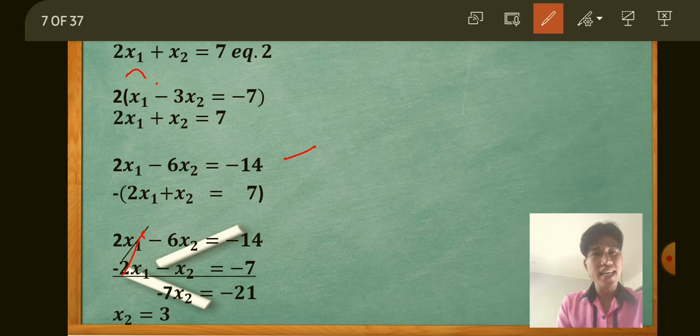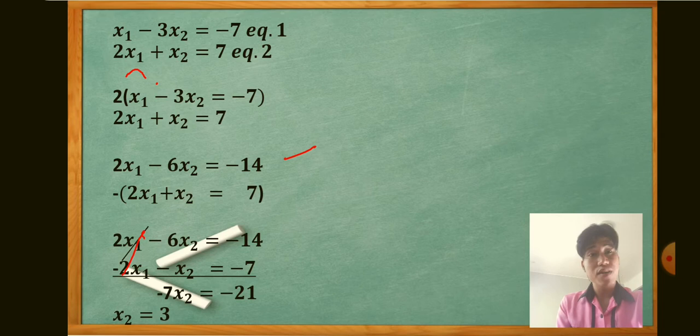So -6x2 + (-x2) = -7x2, which equals -14 + (-7), and it becomes -21. In order to get the value of x2, we should divide by -7. So -21 divided by -7, x2 is equal to 3. So the value of x2 in the equation is 3.